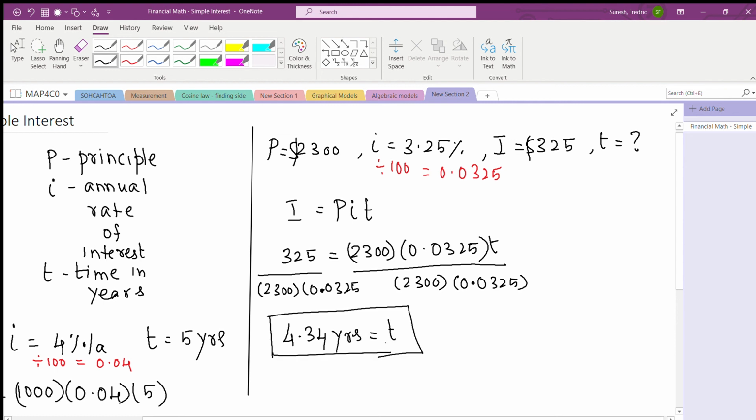And remember, it's not just borrowing, even though I've given you two examples for borrowing. It is both for borrowing and for investing.